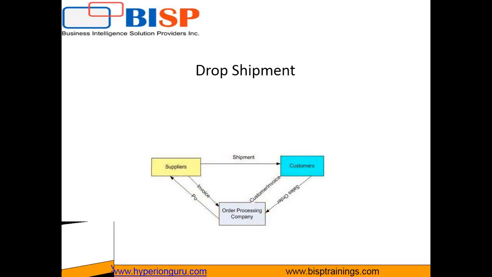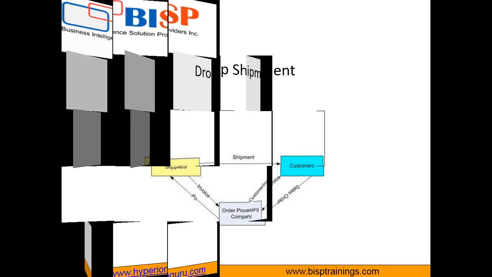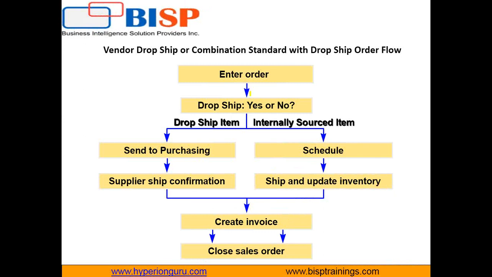So if it's too much confusion, you can always just go through the flow chart. Once an order is entered, you want to know whether it is dropship or not, right? If it is no, then you're going to schedule till what day your order will be ready, and you're going to inform your manufacturer to please ship this particular product to the customer. Then you're going to create a normal invoice and you'll close this order.